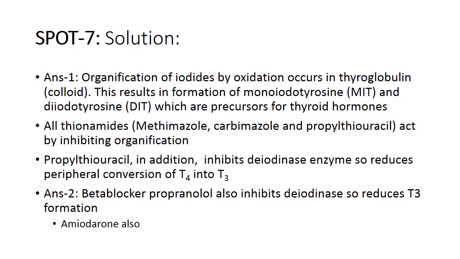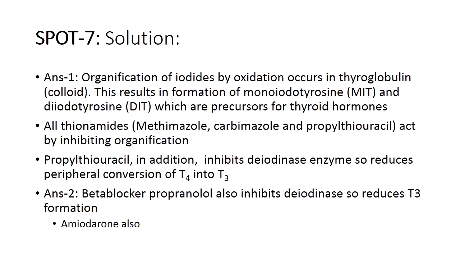All thionamides, methimazole, carbimazole, and also propylthiouracil, act by inhibiting organification. Propylthiouracil, in addition, inhibits the deiodinase enzyme, so it reduces peripheral conversion of T4 to T3.